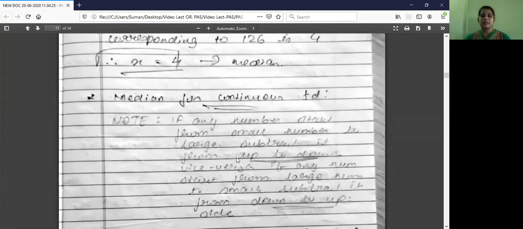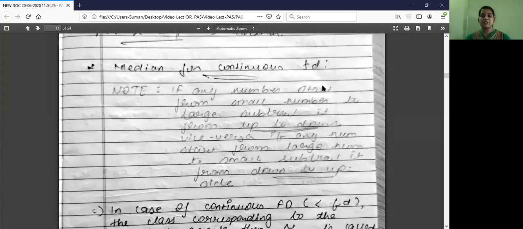The next is median for continuous frequency distribution. Note, if the numbers start from a small number to a large number, subtract from up to down. But vice versa, if the numbers start from a large number to a small number, then subtract from down to up side.